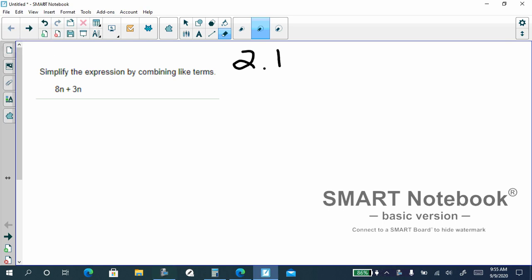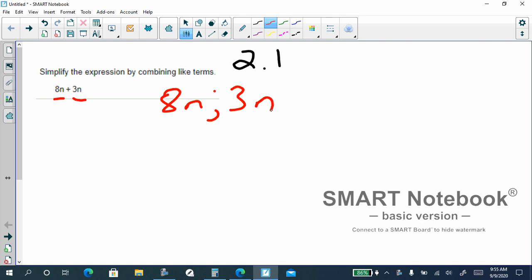So when we're asked to combine like terms, remember terms are things that are added. So we have two terms. We have 8n as a term and 3n as a term. And they're alike because they have the same variable, and each variable is to the same power. So n doesn't have an exponent, so it's an understood 1, and that's an understood 1.